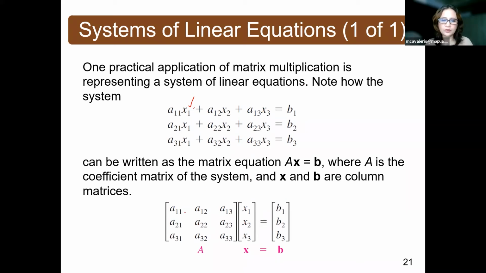And also for A21 multiplied by x sub 1 here, plus A22 times x sub 2, that will be this one, and A23 times x sub 3 to be this, equivalent to B2. And finally, A31 times x sub 1 plus A32 times x sub 2 plus A33 times x sub 3 is equal to B3, which is the third equation.